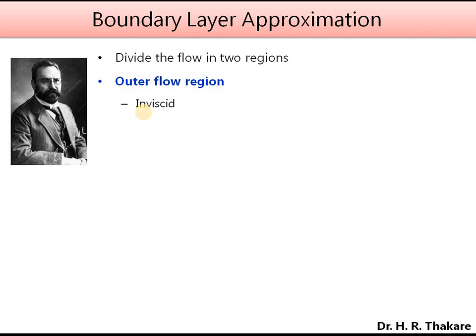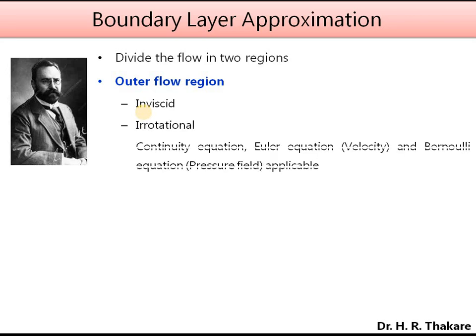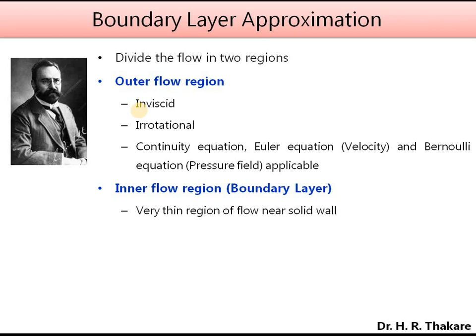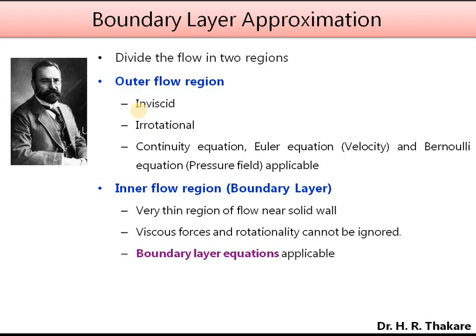The first one was the outer flow region, in which viscosity was not prominent. The flow was inviscid. The flow was irrotational. The continuity equation, Euler's equation to determine velocity and Bernoulli's equation to predict the pressure field are applicable. Then there is the second, inner flow region or boundary layer region, which is very close to the surface in contact. It is a very thin region of the flow which is very near to the solid wall. Viscous forces and rotationality in this region cannot be ignored. Actually, those are the prominent forces.